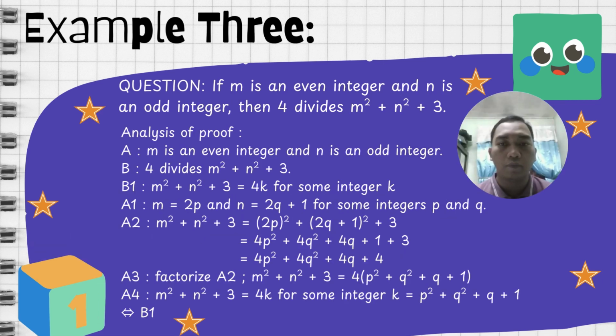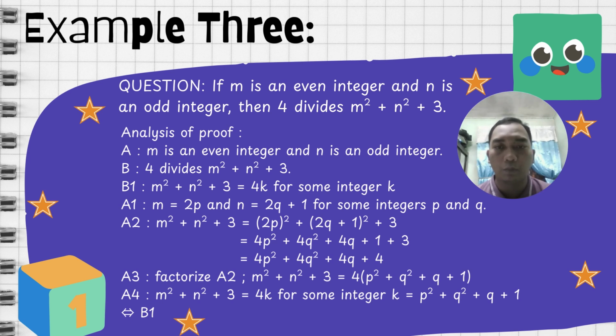For example 3, the question is, if m is an even integer and n is an odd integer, then 4 divides m squared plus n squared plus 3. First, we have to do the analysis of proof. The first step is to write the A statement and B statement. The A statement is the hypothesis, which is m is an even integer and n is an odd integer. Statement B is the conclusion, which is 4 divides m squared plus n squared plus 3.